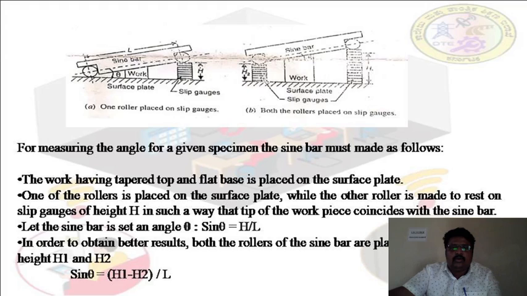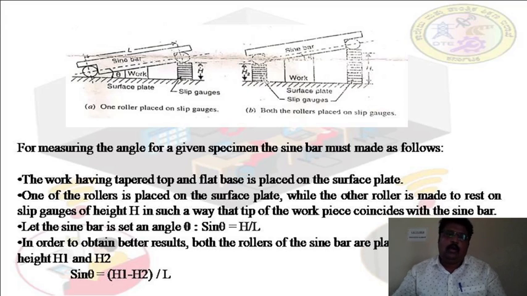Sin theta is equal to h by L. And fourth, in order to obtain better results, both the rollers of the sine bar are placed on the slip gauges of height h1 and h2. So the angle to be measured is given by sin theta is equal to h1 minus h2 divided by L. So this is how an angle is measured by using the sine bar.